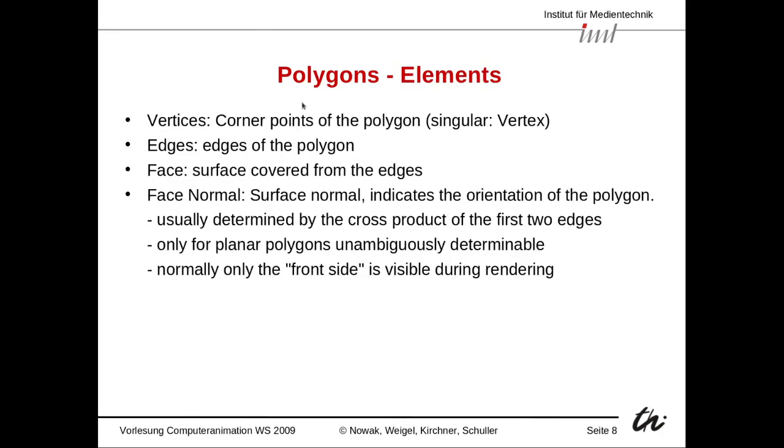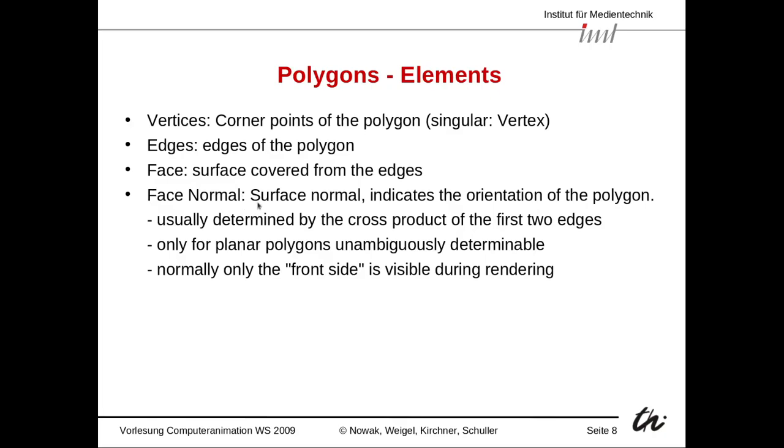So elements of polygons are the vertices. These are the corner points of the polygon, or singular vertex. The edges are the edges of the polygon. The faces are the surfaces covered by the edges. So basically when we take the triangle, then the surface is the surface which is spanned by the edges.